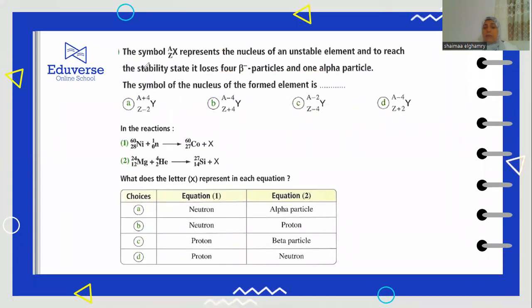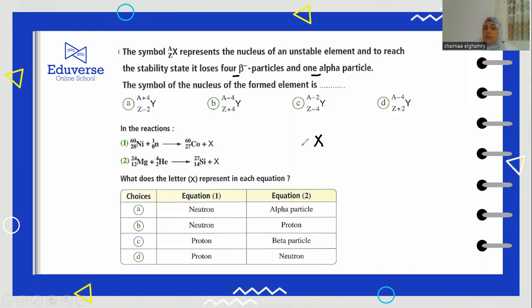Now we have an example. The sample X, Z, and A represent the nucleus of unstable elements, and to reach the stability, it loses 4 from what? Beta particle and 1 alpha particle. Okay. The sample of the nucleus, which is formed of will be what? So I'm going to write the equation this way.